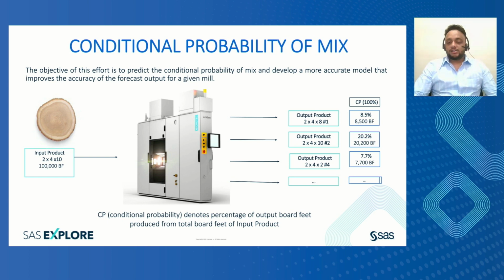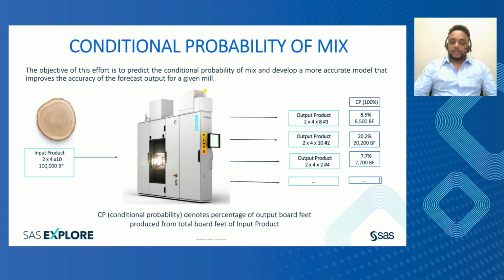So why do we call it conditional probability? Because we are finding that particular combination from a particular input product combination and getting that probability. The probability has a particular condition: we have a particular input lumber and we are getting these output lumbers from it. That is the reason we call it conditional probabilities, which denote the percentage of output lumber produced from the total board feet of the input lumber.